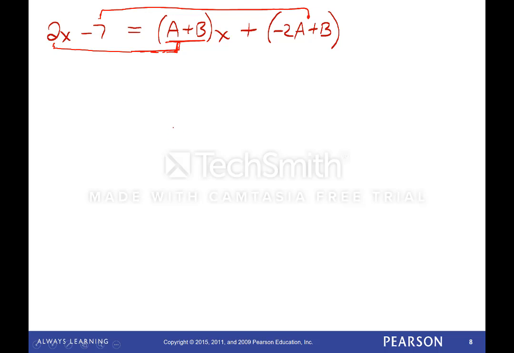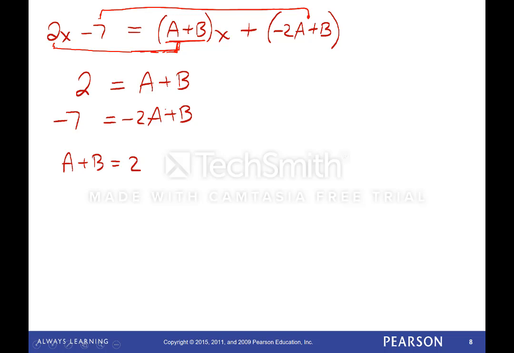As we set these up, we're going to say, look, 2 has to equal a plus b, and the -7 has to equal -2a plus b. But doesn't that look like systems of equations? If we turn it around, instead of 2 equals a plus b, let's go a plus b equals 2. And -2a plus b is equal to -7. This is a systems of equations all over again. Instead of x's and y's, we have a and b's.